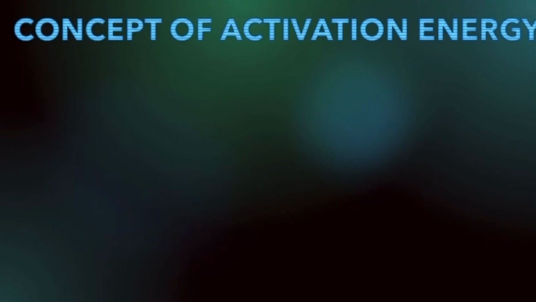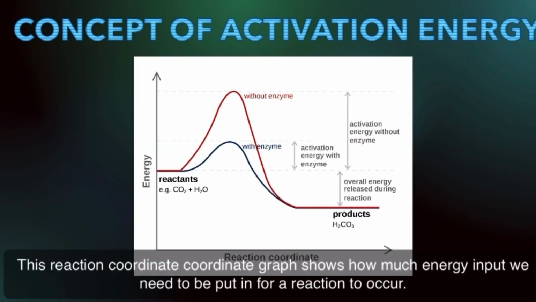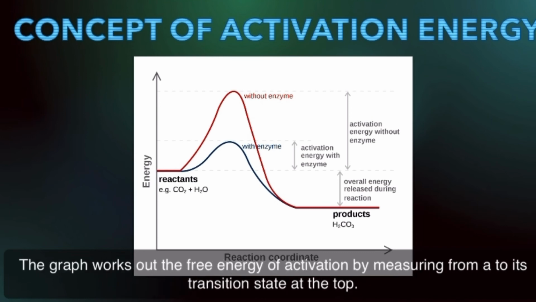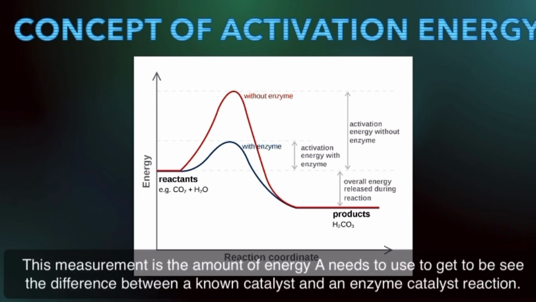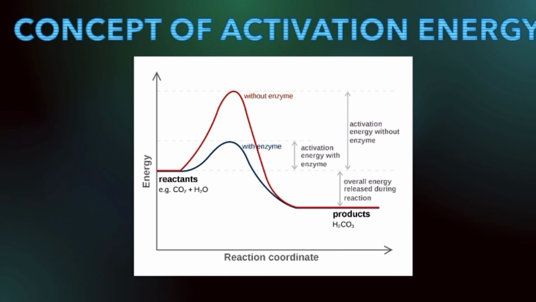Concept of activation energy. Activation energy is the amount of energy the enzyme needs to produce to allow a reaction in the substrate to occur. This reaction coordinate graph shows how much energy input would need to be put in for a reaction to occur. The graph works out the free energy of activation by measuring from A to its transition state at the top. This measurement is the amount of energy A needs to use to get to B. See the difference between a non-catalyzed and an enzyme-catalyzed reaction.